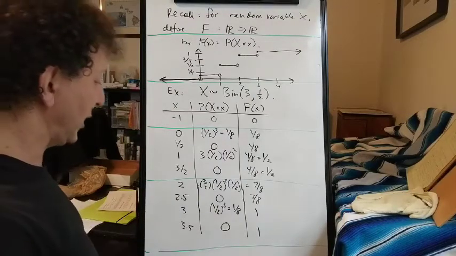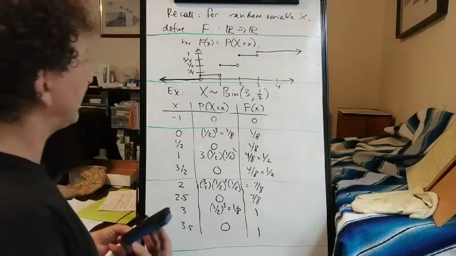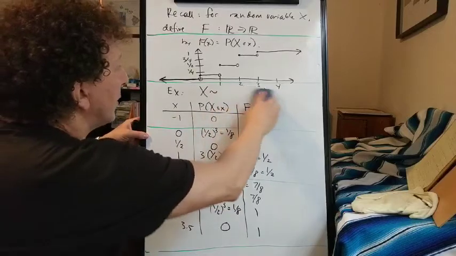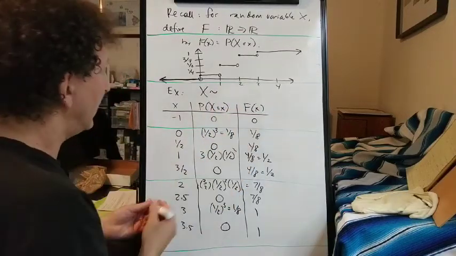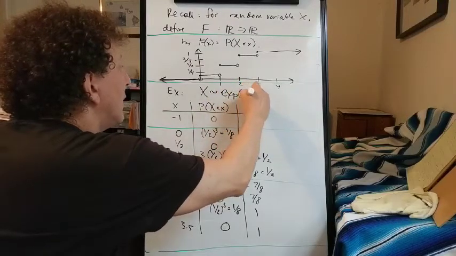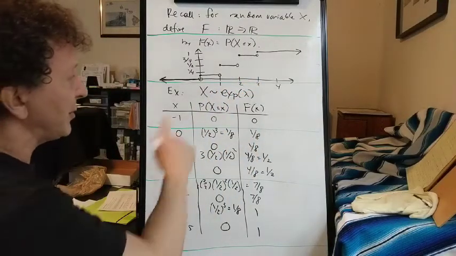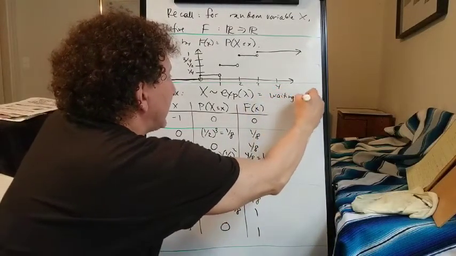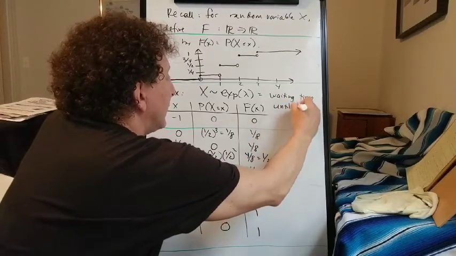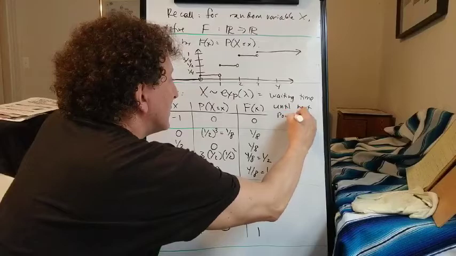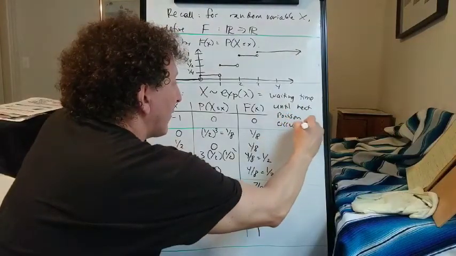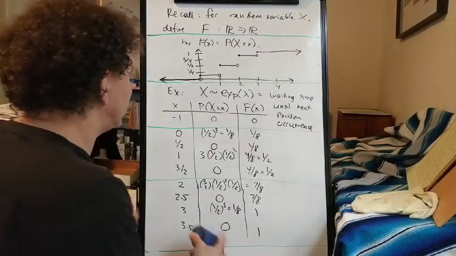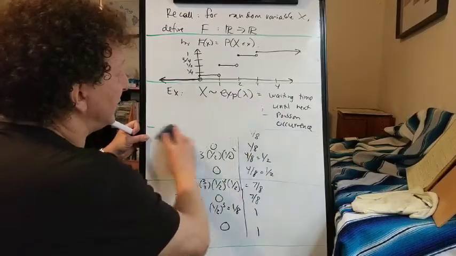So another random variable we looked at, which is quite different from binomial, is the exponential random variable. The exponential random variable with parameter lambda is the waiting time until the next Poisson occurrence for some other random variable which has a Poisson distribution with parameter lambda. This is a continuous random variable.